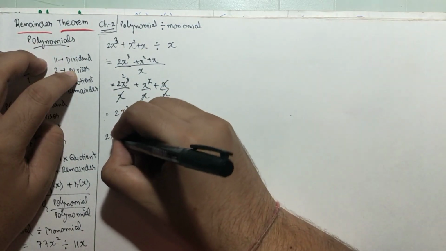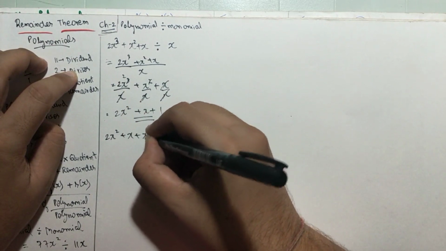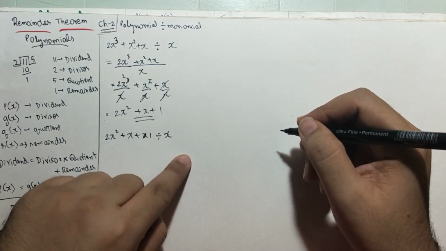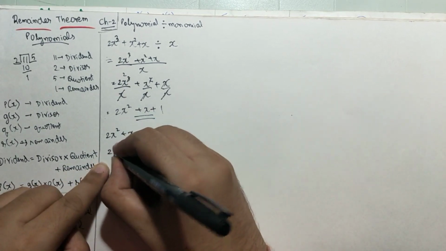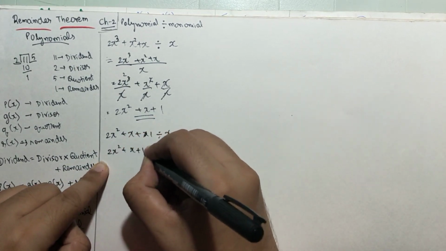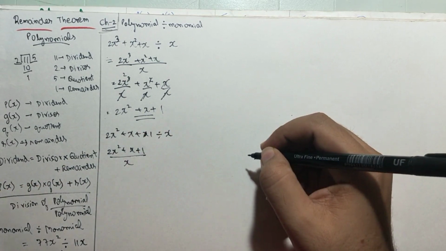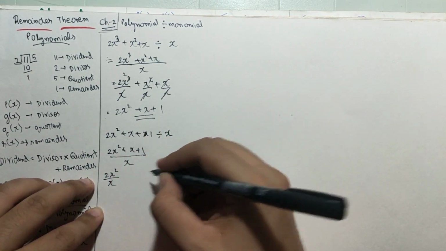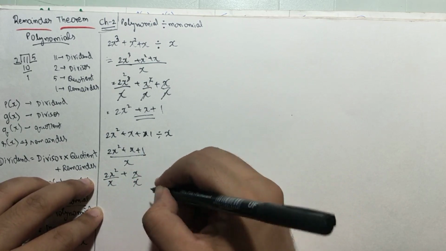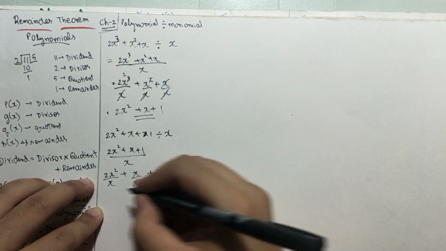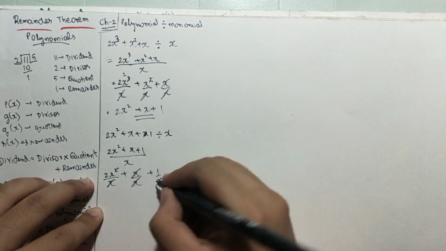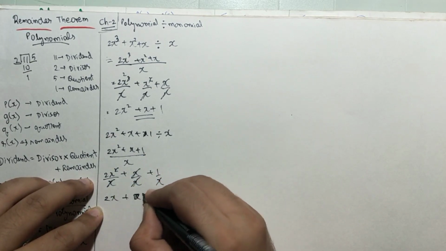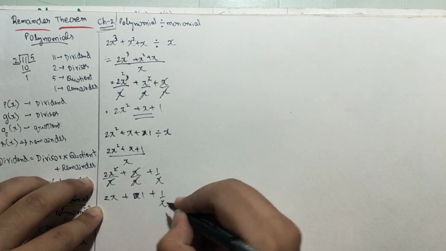What if I change the question to 2x square plus x plus 1 divided by x? This is also a polynomial by monomial. Again, I will write 2x square plus x plus 1 upon x. This is my first step. So individually, I apply 2x square by x plus x by x plus 1 by x. This x gets cancelled, this x cancels, this will not cancel. So 2x plus 1 plus 1 by x.